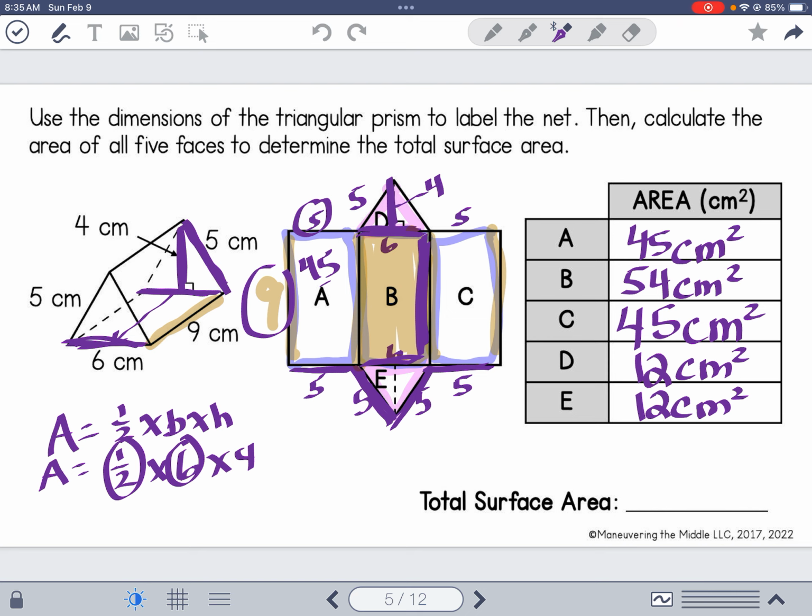Now what you're going to do is add all those up without your calculator to get the area of this composite figure. I'm sorry, I went back to composite figures. To find the surface area of this triangular prism, which was laid out like a composite figure. All right, so when I add all that up, I get 168 centimeters squared.